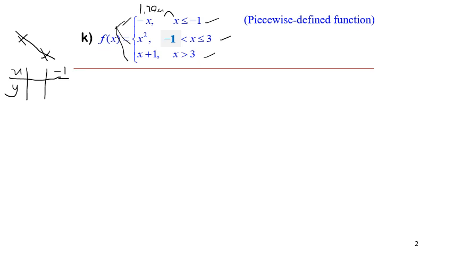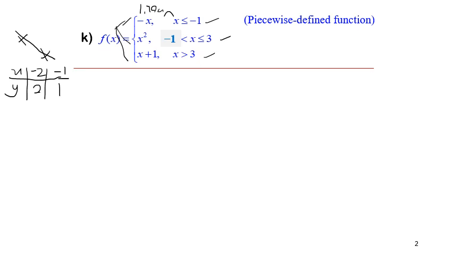Since x is less than or equal to negative 1, you need to find the value of x which is smaller than negative 1. So let's say negative 2, right? Substitute these two values of x into the function negative x. So for negative 2, the value of y would be 2. And for negative 1, the value of y would be 1.